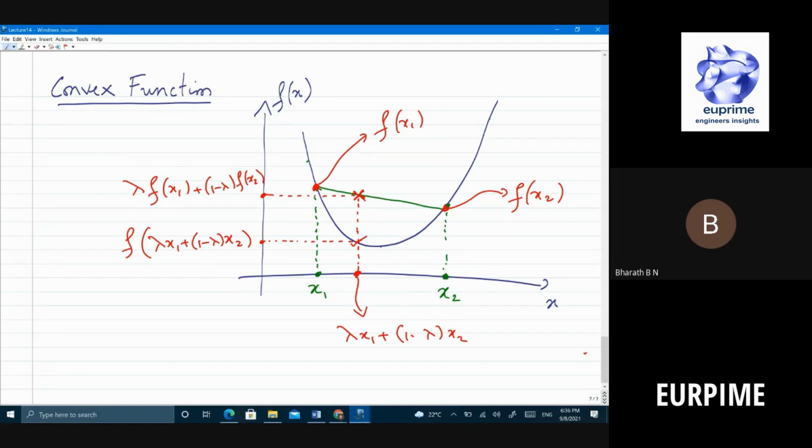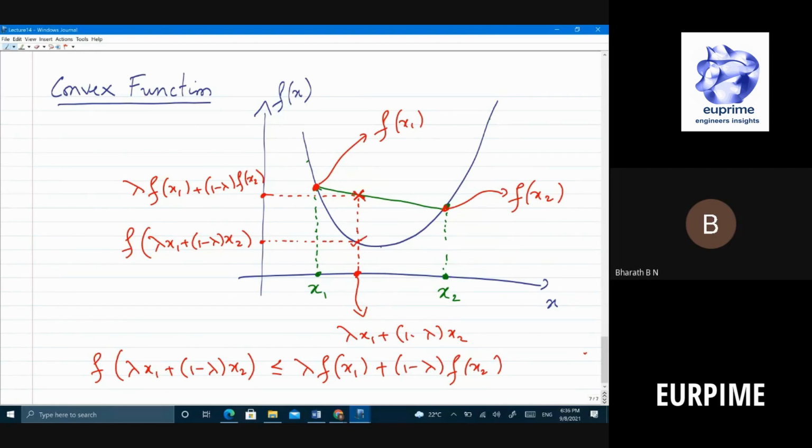Now what is convexity? This height is more than f of lambda, whatever, right? So this clearly says f of lambda x1 plus 1 minus lambda x2 is smaller than or equal to lambda times f of x1 plus 1 minus lambda times f of x2. Well, this should be true for any x1, x2 that you pick in the domain of the function and any lambda between 0 and 1, right? So that is the definition of a convex function.